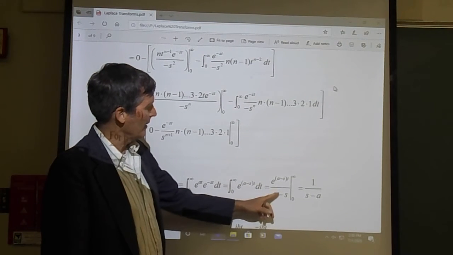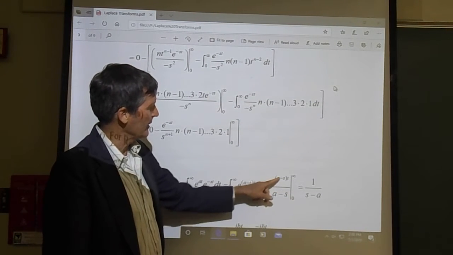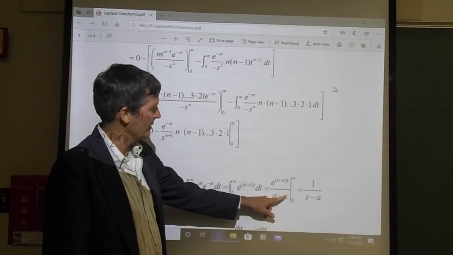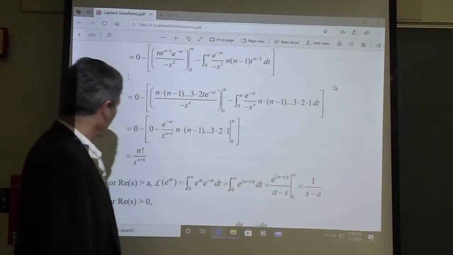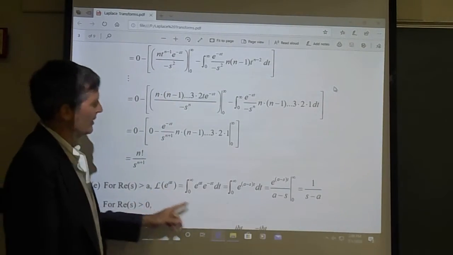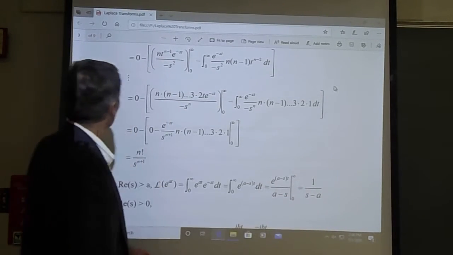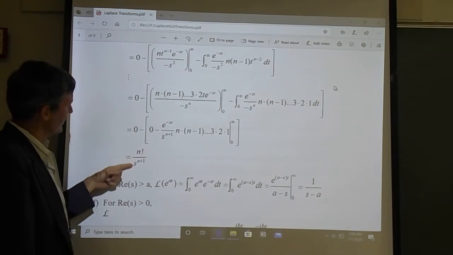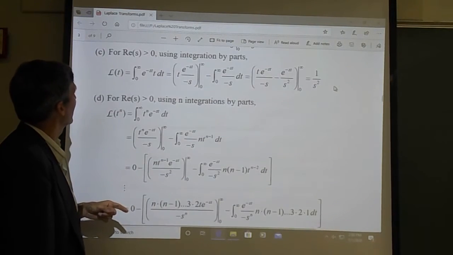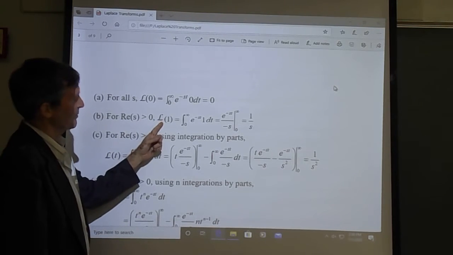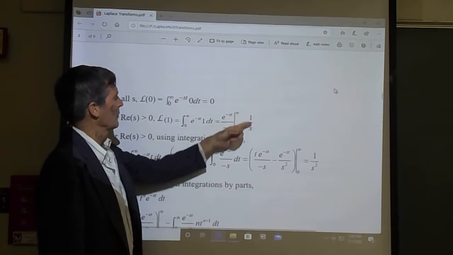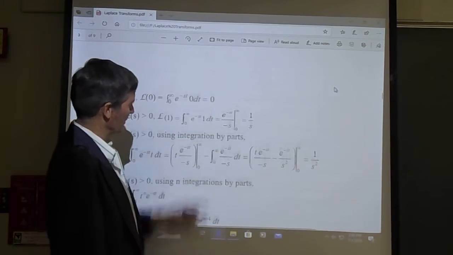So the top endpoints contribute nothing, as long as s is greater than a. And then you divide, and at t equals 0, you get e to the 0 is 1 over a minus s. Subtracted gives 1 over s minus a. So the Laplace transform of e to the at is 1 over s minus a. The Laplace transform of t to the n is n factorial over s to the n plus 1. The Laplace transform of 1 actually is a special case of t to the n, it is 1 over s. Laplace transform of 0 is 0.